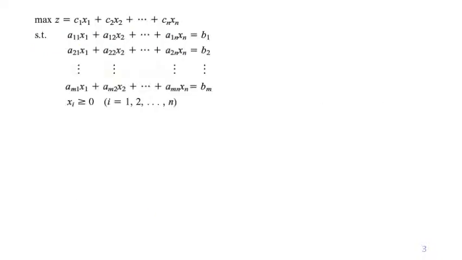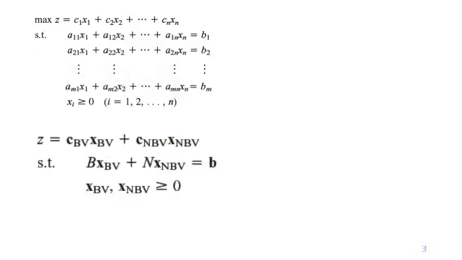So this is the general form of a linear programming model. And then if we know which variables are basic variables, which variables are non-basic variables, we may rewrite the model to become this. So we don't do anything other than rewriting this, grouping the x's that are basic variables together, and then group the other variables that are non-basic together. So we just rewrite them, rearrange them.